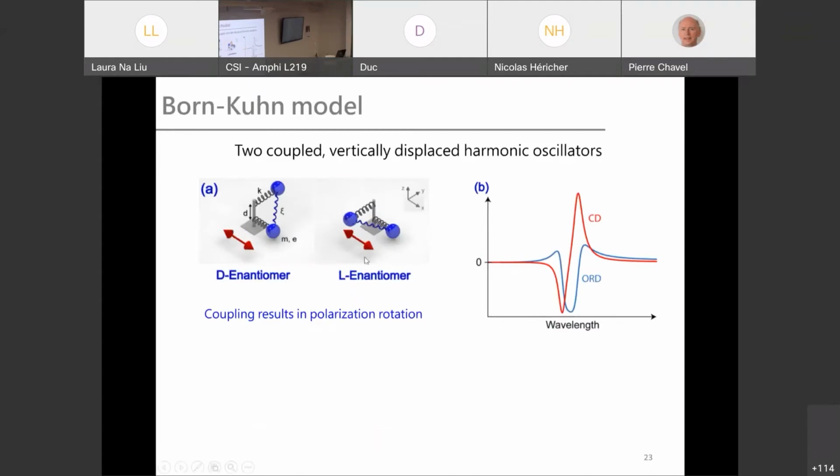And this entire coupling effect can be explained by the Born-Kuhn model using two coupled harmonic oscillators. For instance, here I use this one to represent the top gold nanorod. And then I have this oscillator, which represents the bottom gold nanorod. So they are vertically displaced, but they are not independent. Rather, they are connected by another spring.